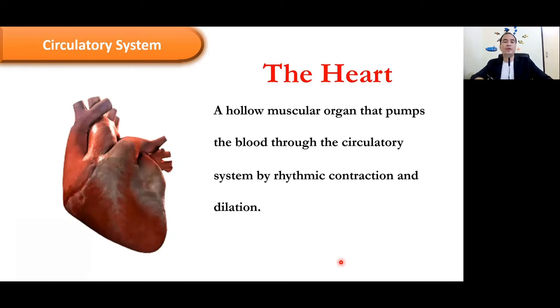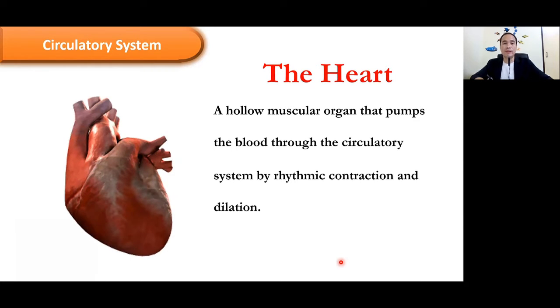So let's begin first with the first structure of the circulatory system, and that is your heart. Okay, so let's read first the complete definition of your heart. Your heart is a hollow muscular organ that pumps the blood through the circulatory system by rhythmic contraction and dilation. Okay, so let's read this word first. Hollow. Hollow.